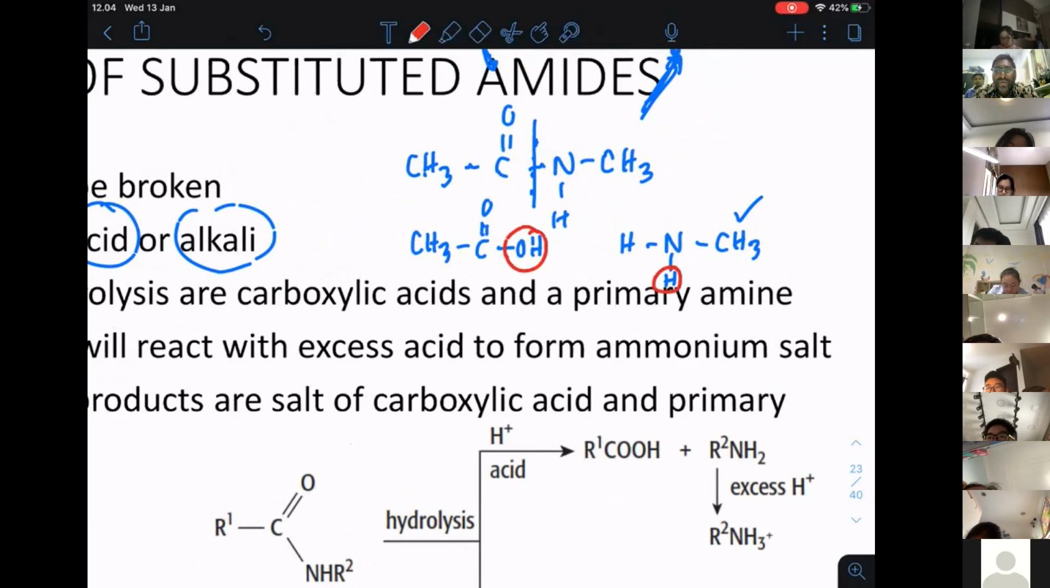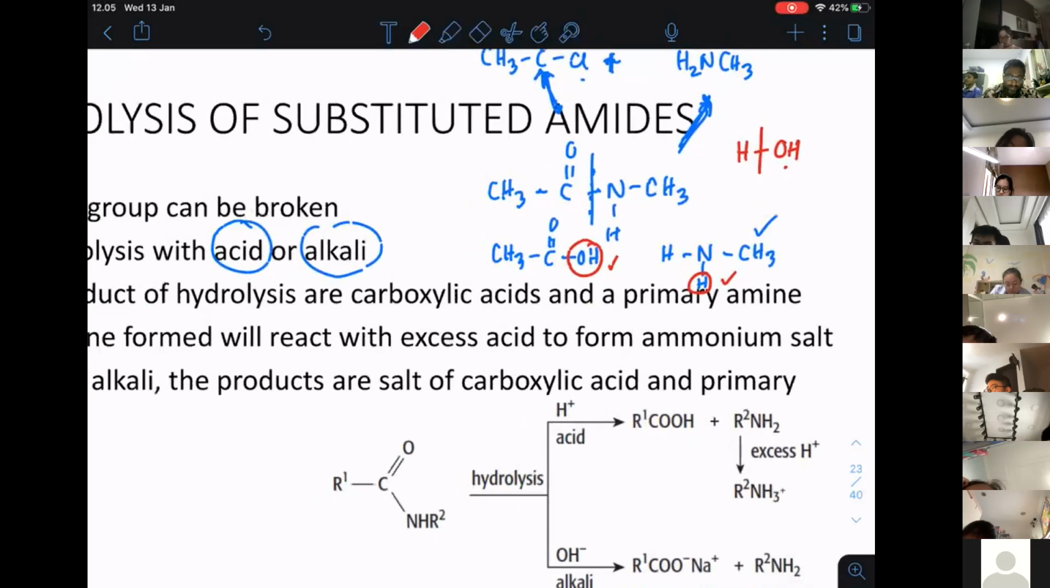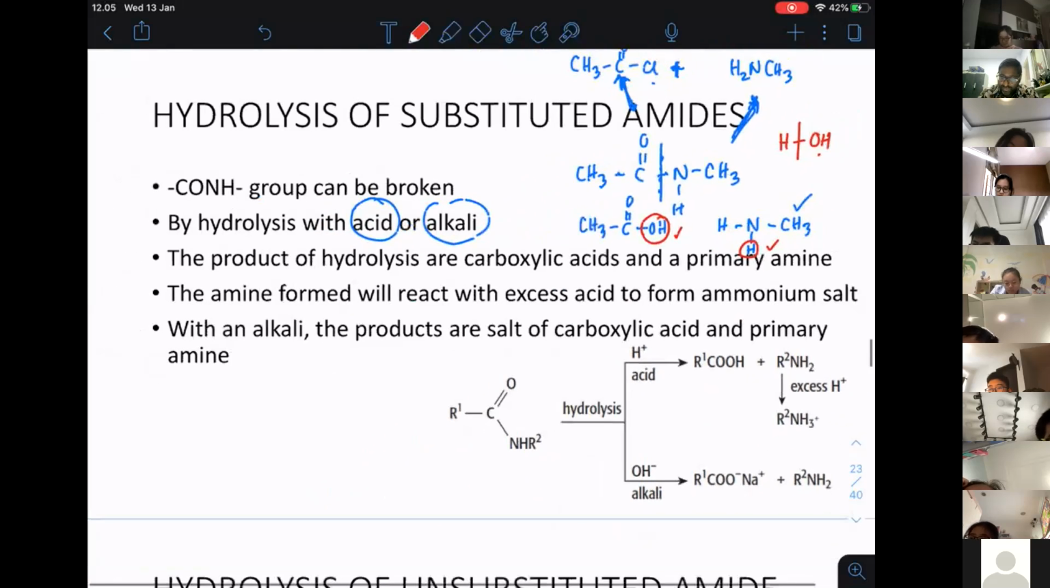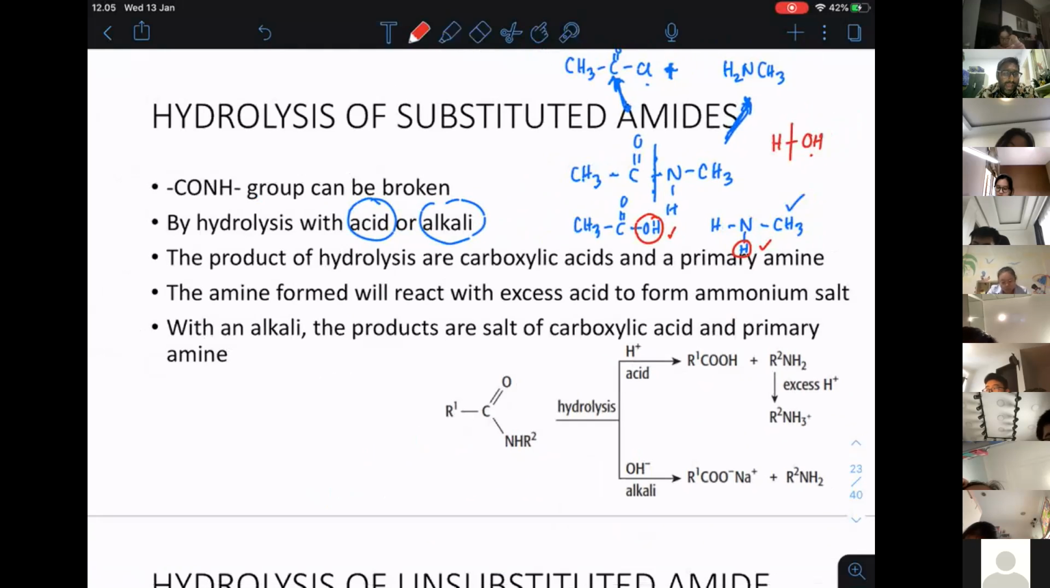What we do have over here is we are getting the help from OH and H. We are getting the help from water. That's why it's called hydrolysis. We are going to use water to break. This water will break, and then this OH will come over here, and the H will come over here. That's why it's called hydrolysis. So the products of hydrolysis are going to be both carboxylic acid and primary amine. If we are using acid for the hydrolysis, we know that we are going to get carboxylic acid and primary amine.